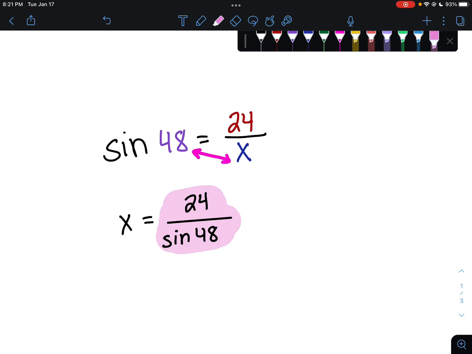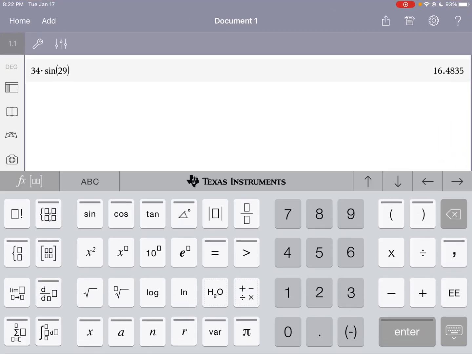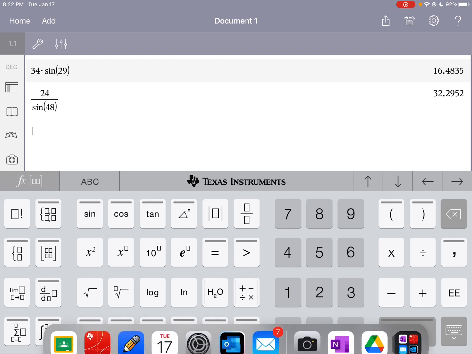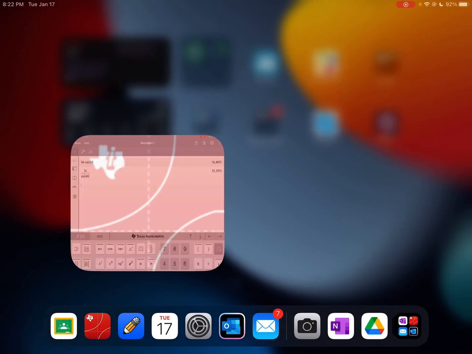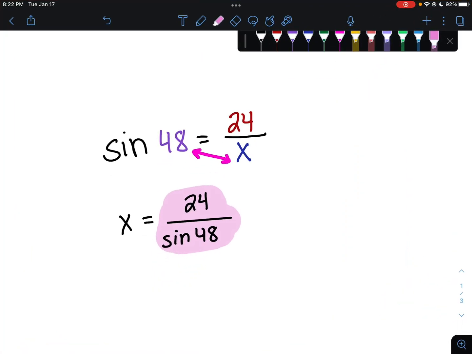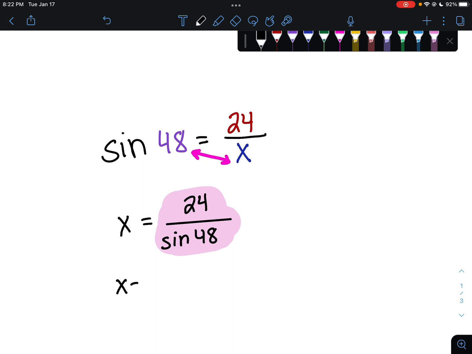So go ahead, go to your calculator, and type in 24 divided by sine 48. Press enter, we get 32.295. That 5 tells us that the 29 becomes a 30. Okay, so going back to our notes, we get x equals 32.30.